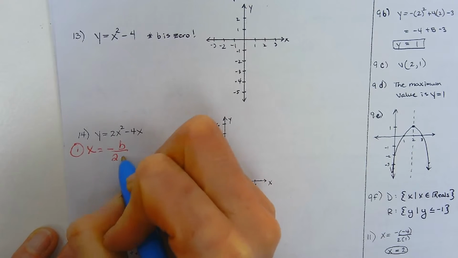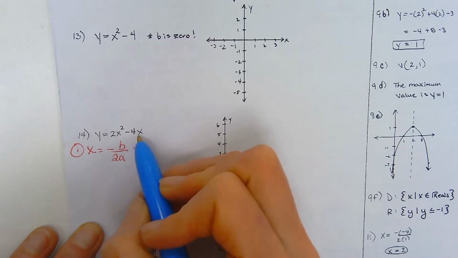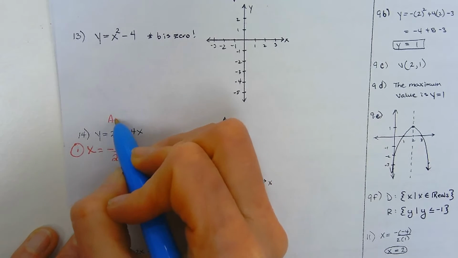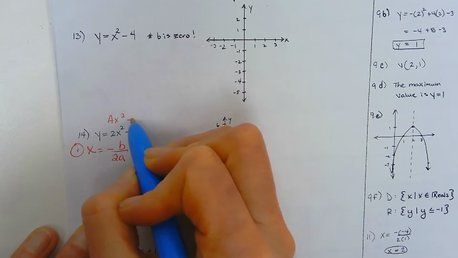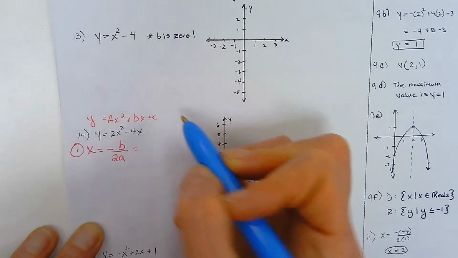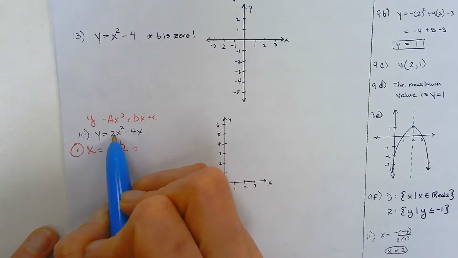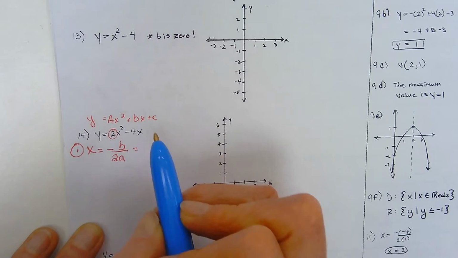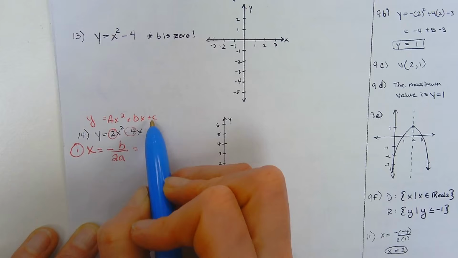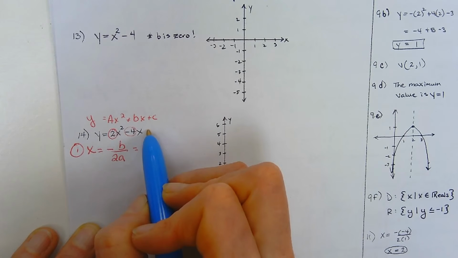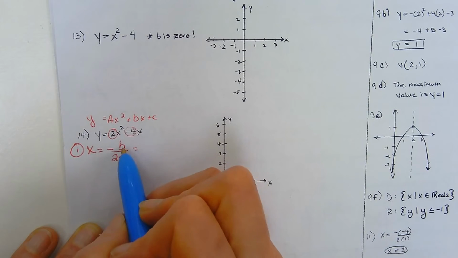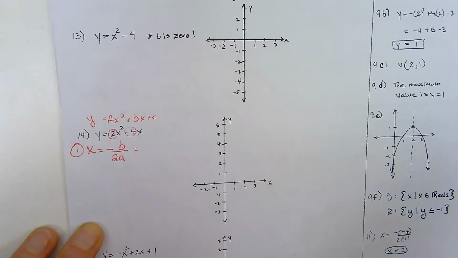b over 2a. So the opposite of b, now to be careful here, we have ax squared plus bx plus c as our standard form. So I have a, that's the coefficient in front of x squared, and I have b, which is the coefficient in front of x. And I don't have a c, so c is going to be 0. Just be careful that you use -4 for our b. That is b, the coefficient of x.